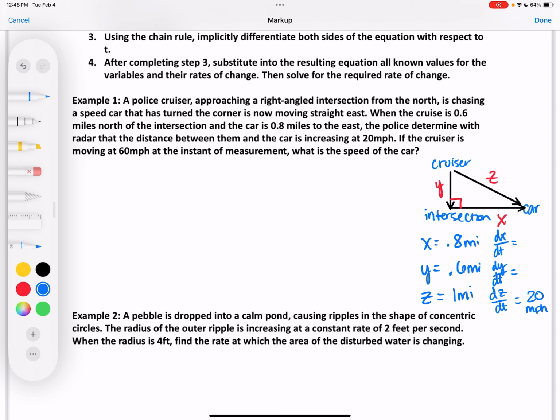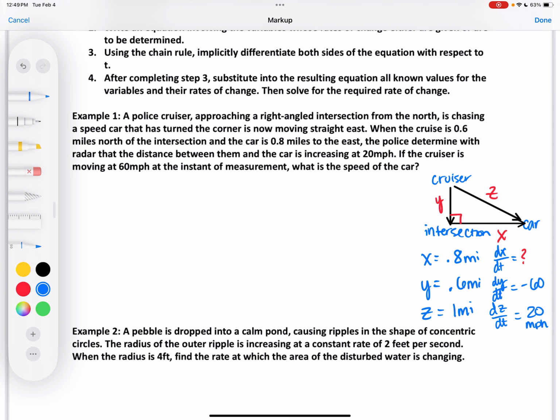Then they said if the cruiser is moving at 60 miles per hour at the instant of measurement, what is the speed of the car? So dx dt is what we're trying to find. So I usually put a question mark there to begin with, and then once I find it, I'll erase the question mark and then replace it with what it is and then circle that answer. dy dt is 60 miles per hour. Now, he's moving south, right? He's coming from the north, he's going south. So that's going to be a negative value. So negative 60 miles per hour.